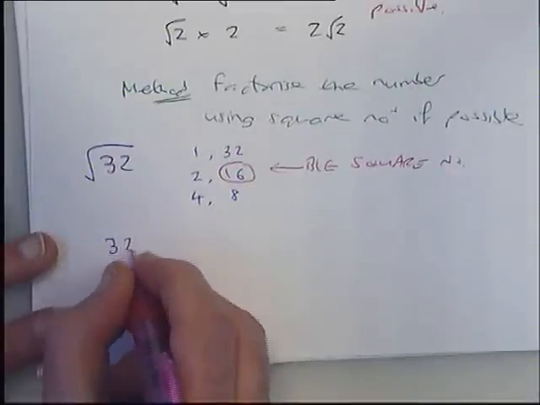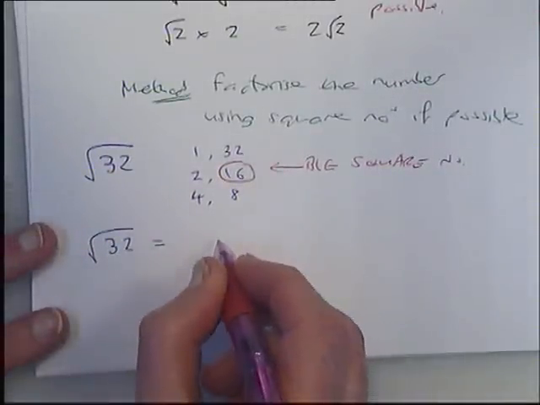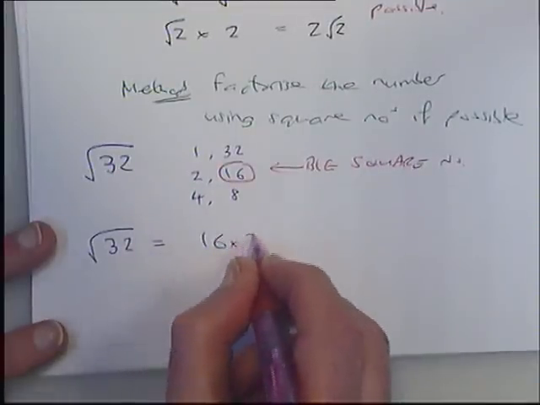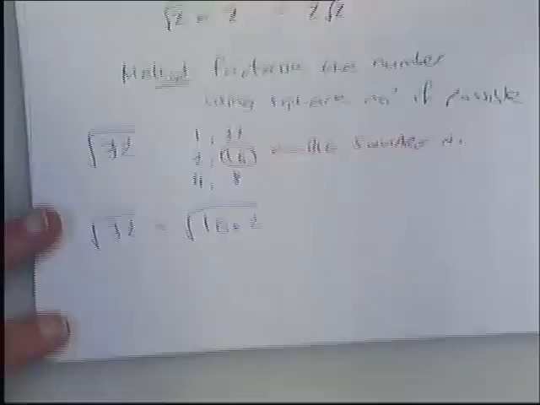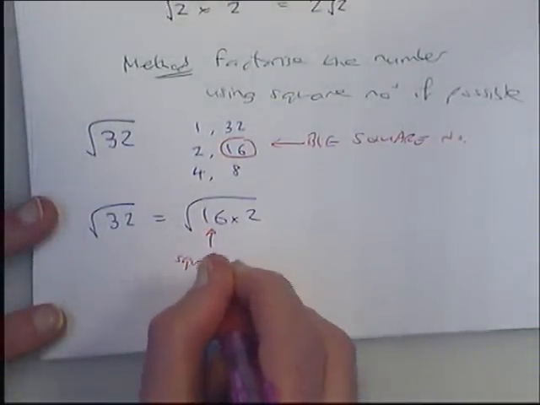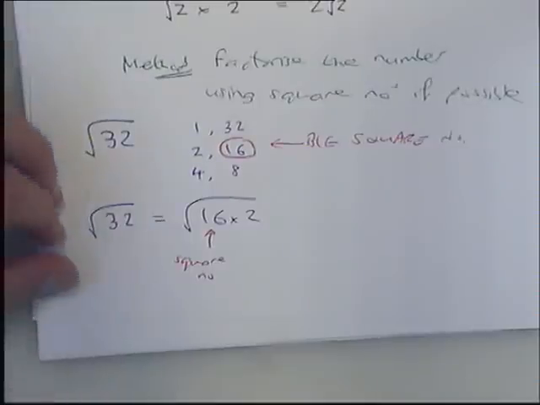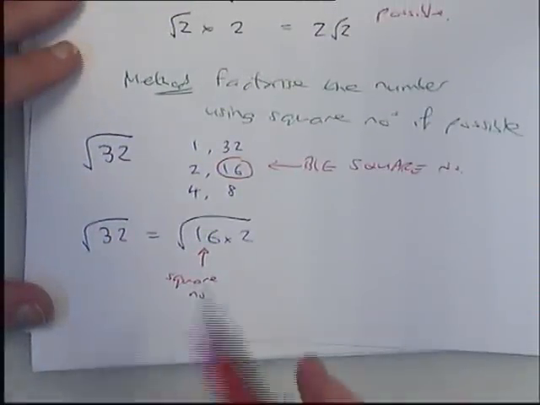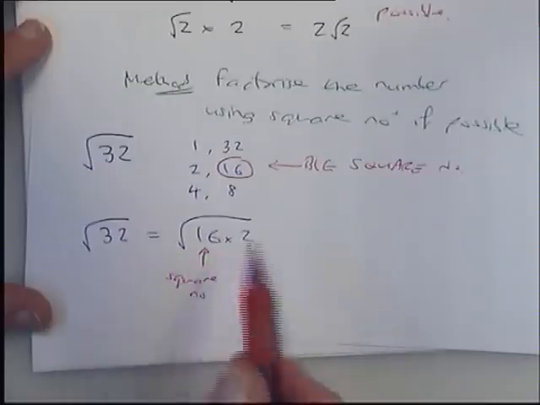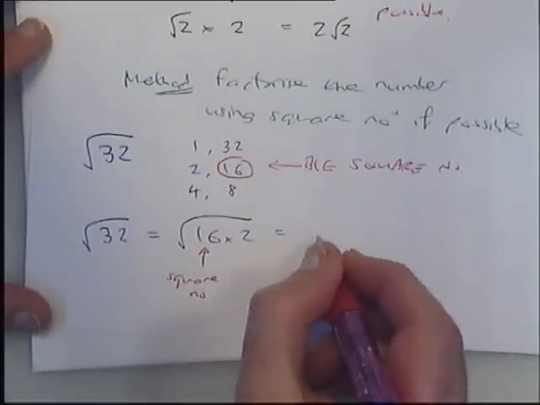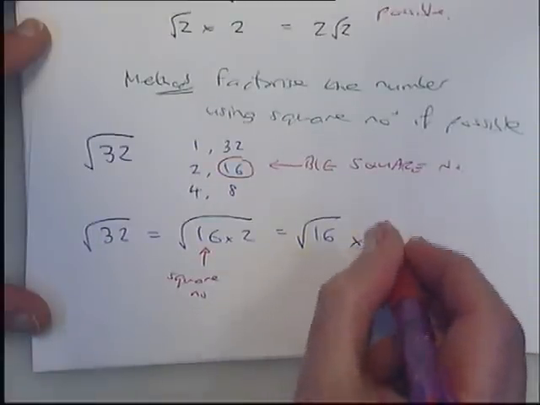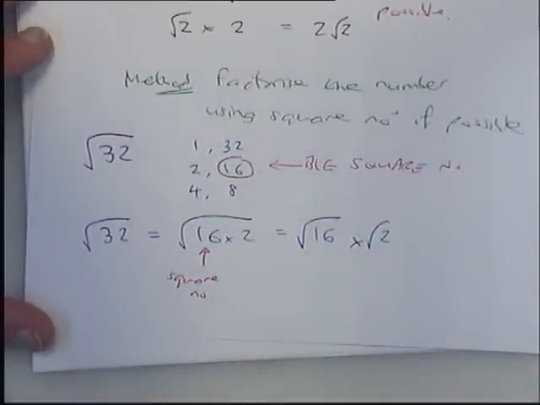So we can say that the square root of 32 is the same as, and I'm going to write the 16 first, the square number first. 16 times by 2, square rooted. So I've written that square number as the first number of the factor. And then if you are multiplying two numbers together and square rooting their result, you can split it up and say, well, it's the square root of the first number times by the square root of the second number.